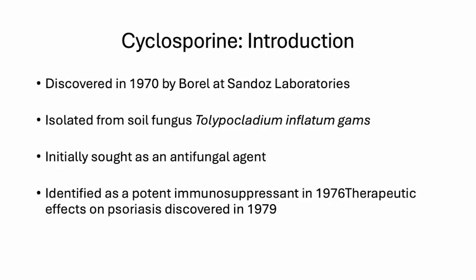Cyclosporine was discovered in 1970 by Borel at the Sandoz laboratory in Basel, Switzerland. It was isolated from a soil fungus, Tolypocladium inflatum gams, during a search for antifungal agents. Although it showed only weak antimycotic activity, in 1976, cyclosporine, also known as cyclosporin A, was identified as a potent immunosuppressive agent. Its therapeutic effects on psoriasis were discovered fortuitously in 1979 by Mueller and Herman during a pilot study investigating cyclosporine efficacy in rheumatoid arthritis and psoriatic arthritis.